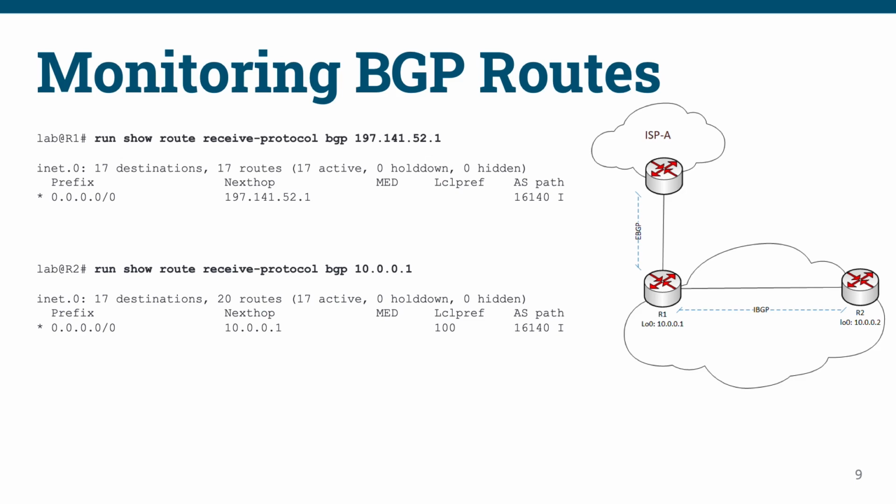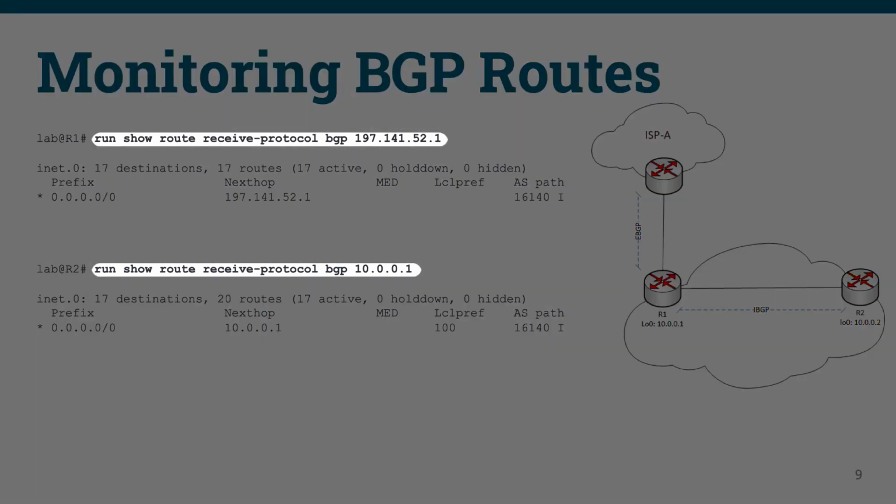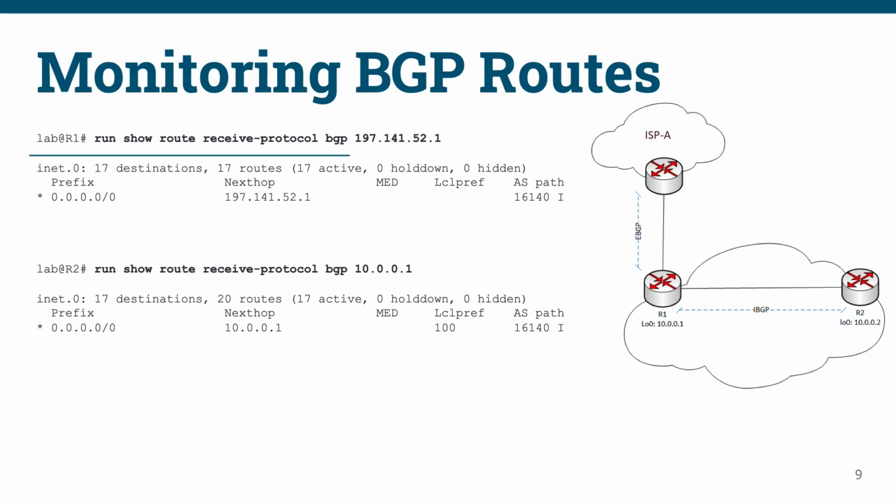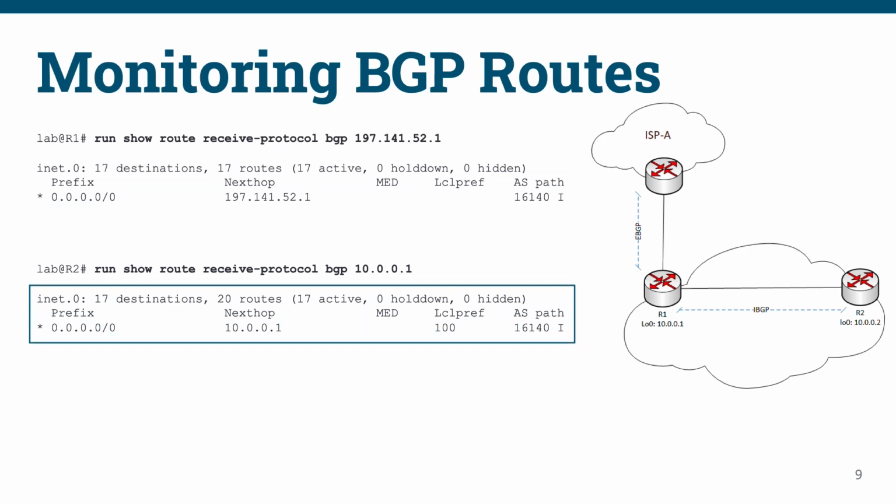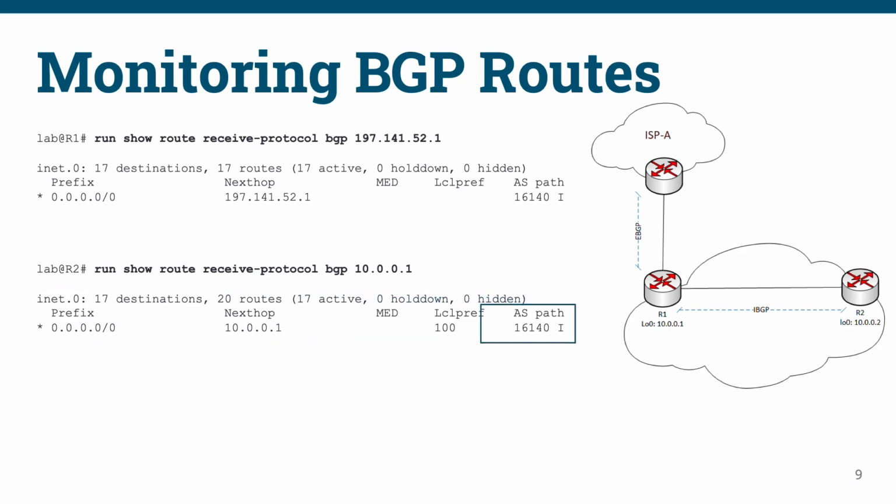First, we'll review the routes received from a BGP peer. Using the show route receive protocol command, we can review the BGP routes received from a particular BGP peer by supplying the peer IP. As we see in this output, R1 is only receiving a default route from ISP-A, and R2 is seeing that default route received from R1. Notice that the AS path is included with a BGP route on the right.